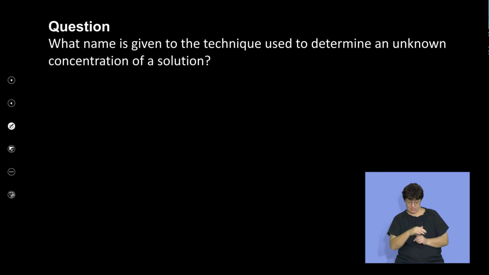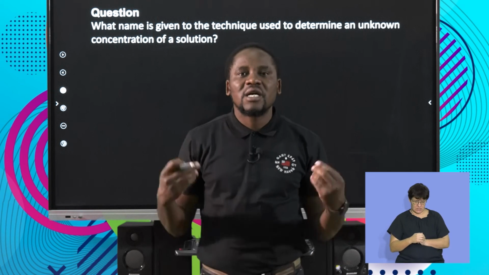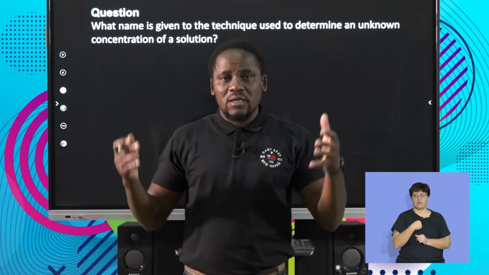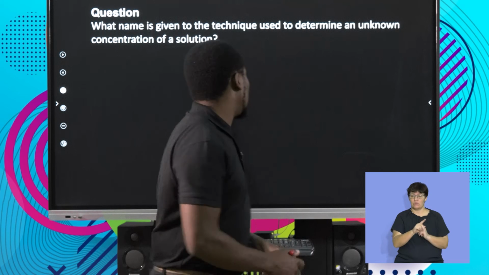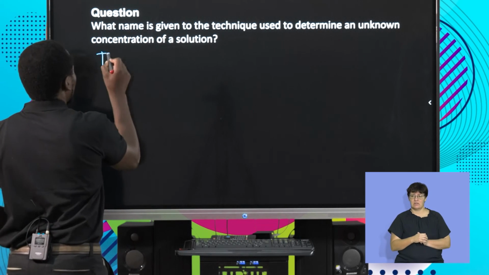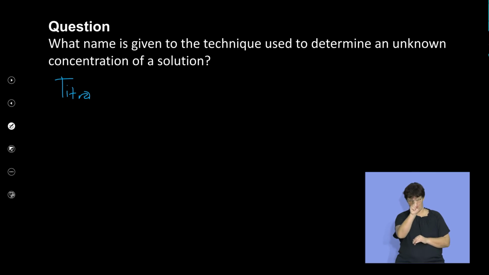What name is given to the technique used to determine an unknown concentration of a solution? The calculations that we've been doing have to do with volumetric analysis, but the technique that we carry out in the lab is actually a titration. So this is a question based on remembering. So this is about a titration, which is a technique.